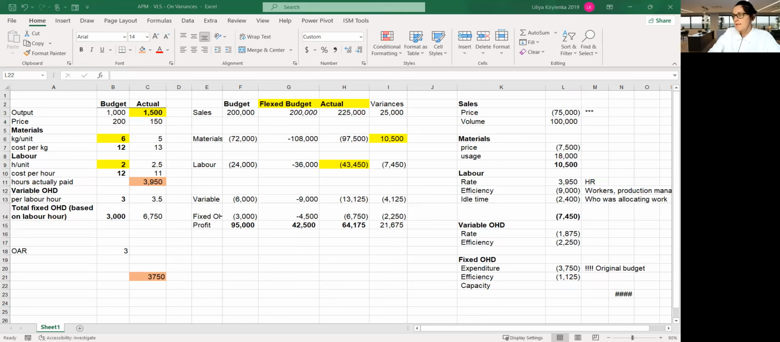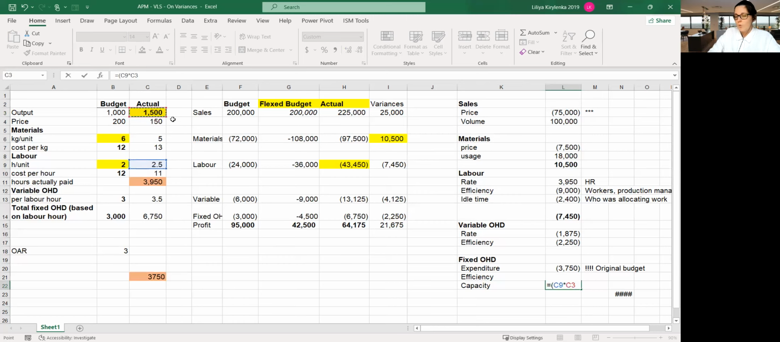Now let's go next and let's talk about capacity. Well, capacity is going to be calculated as follows. We need to understand how much we used compared to how much we could have used. So as such, we will need to multiply our labor hours per unit, which are actual, by the actual volume.